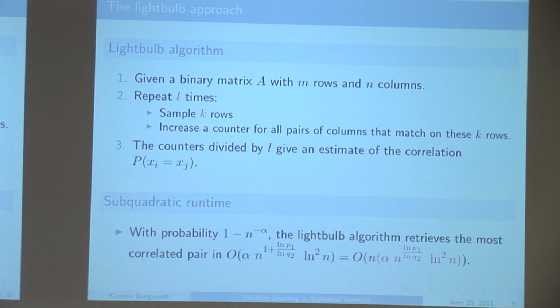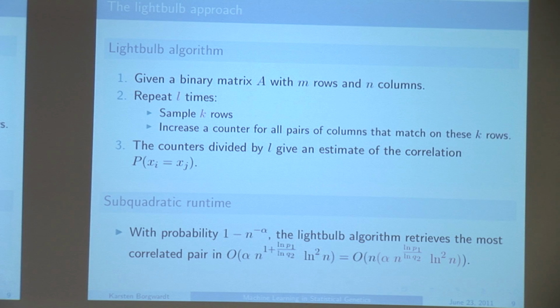But Paturi et al. came up with an algorithm which can do this much more efficiently. And this so-called Lightbulb algorithm works in the following way. You are given a binary matrix A with m rows and n columns.